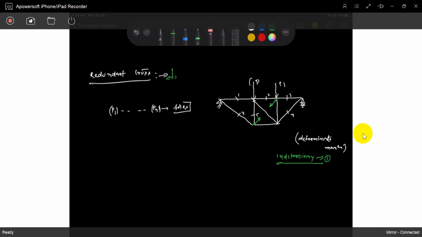The redundant member may have compressive force or tension force. We don't know. So we just take it as a tension force, out of the joint. But if you get a negative sign, that means compressive. It is just a small method. No fixation, just take whichever you are comfortable with. So I will just apply one unit force in the direction of the member.